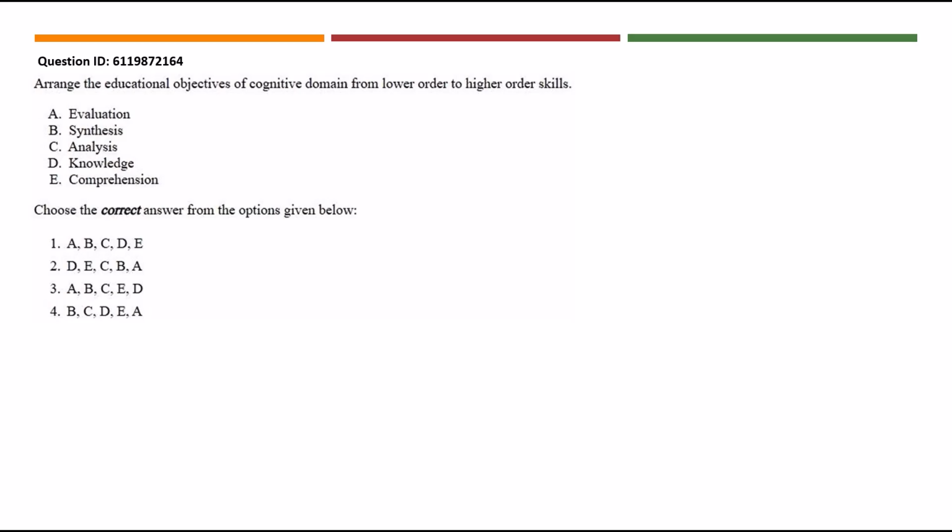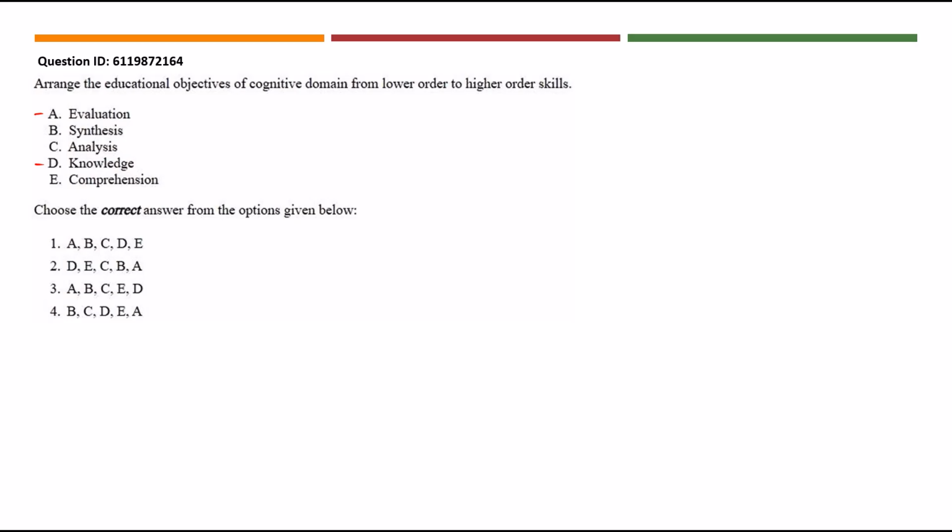Lower order is usually corresponding to memorization. So here memorization can be equated to knowledge. So let's take D. This will be the lower order skill we can say, because anybody can memorize. Whether you are retaining it or not is different. It's about the basic skill. So that will be knowledge. And what about higher order skills? Evaluation will always happen in the final stage. So A will be coming in the final place.